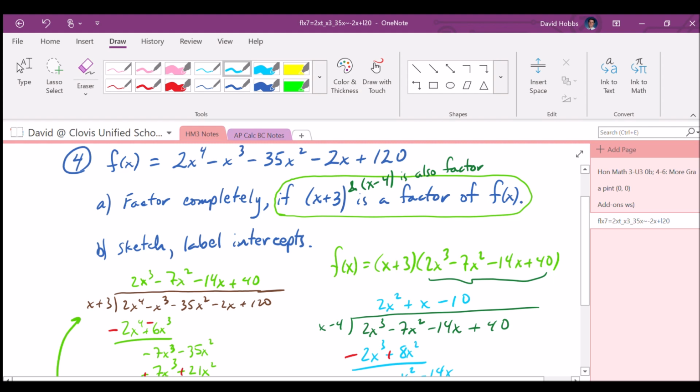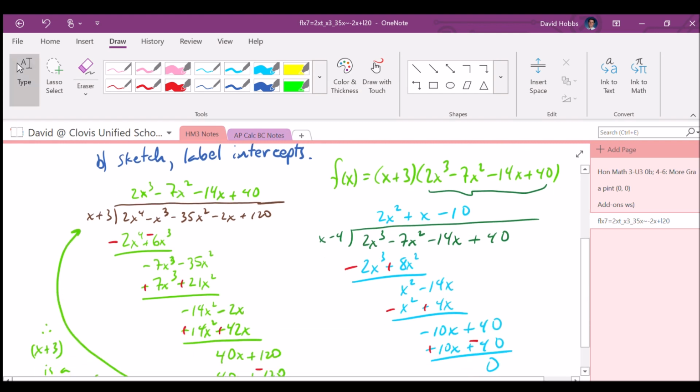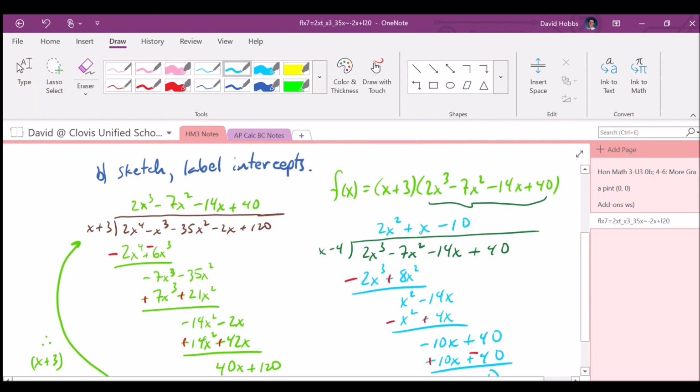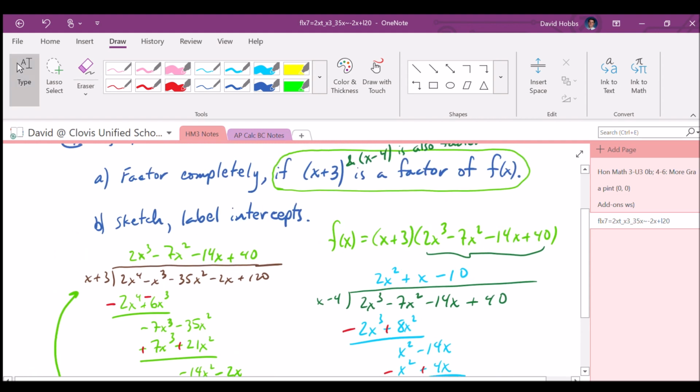Now, by the way, some of you are asking, what if you had told me both at the very beginning, and I did x minus 4 first and x plus 3 second? It would still work. The work would look a little different, but you could do them in either order. Now, what are we left with? A reduced equation, because now we have factored a bit more. f of x factors as x plus 3, and also has a factor of x minus 4. And what's left behind is 2x squared plus x minus 10.